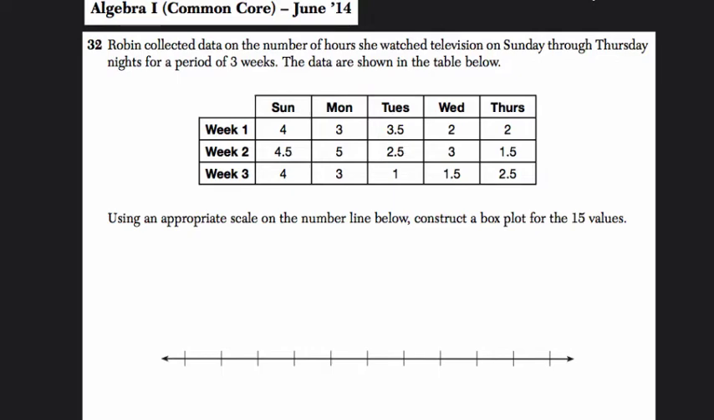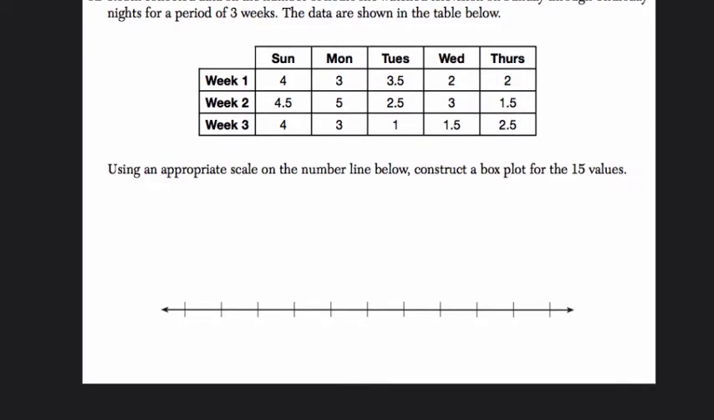Let's start by reading this problem. We're told that Robin collected data on the number of hours she watched television on Sunday through Thursday nights for a period of 3 weeks. The data is shown below. So there are 15 data points, 5 times 3, 5 days a week, 3 weeks. And they want us to construct a box plot, so that's a box and whisker plot.